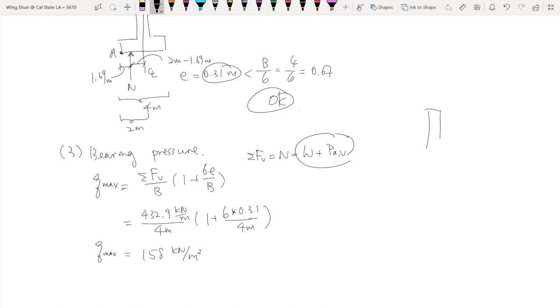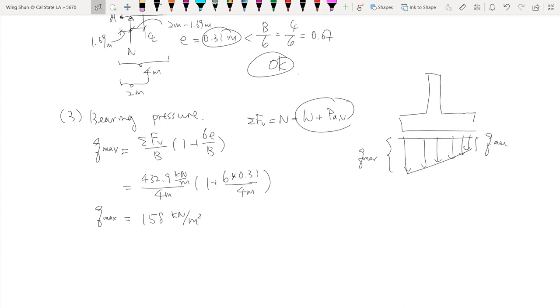So we do all this, and our Q max would equal 158 kilonewtons per meter squared. So what that means is, this is the retaining wall, and this is the distributed stress, which should be pointing down. It's just a non-uniform stress, and you will have a higher stress at the toe side. So the stress here is the Q max that we just calculated. We can also calculate the Q mean, but we will use the Q max for design, to calculate the factor of safety for bearing capacity failure.